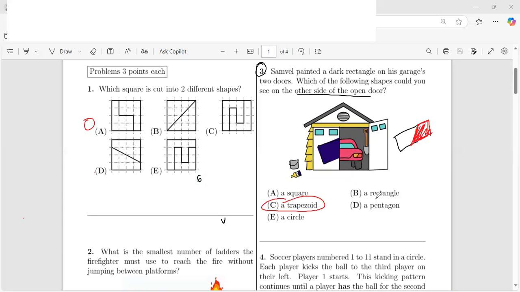A lot of kids think that it's a rectangle. It will not be a rectangle because there is a slant here. It's not a straight line. So this is a trapezoid. I'll need another trapezoid to connect to make a rectangle. So the answer is option C. Let's move on.